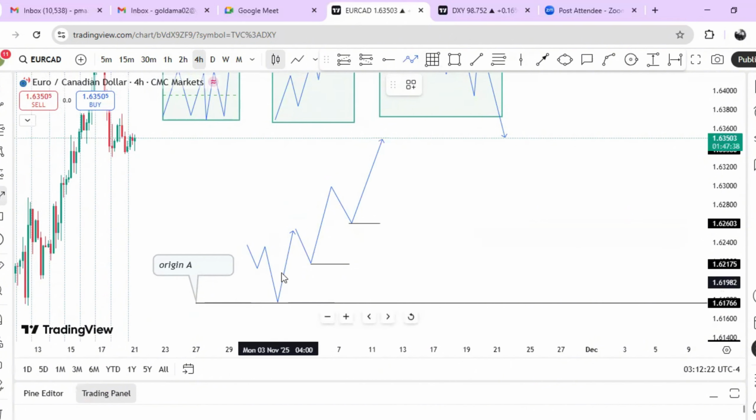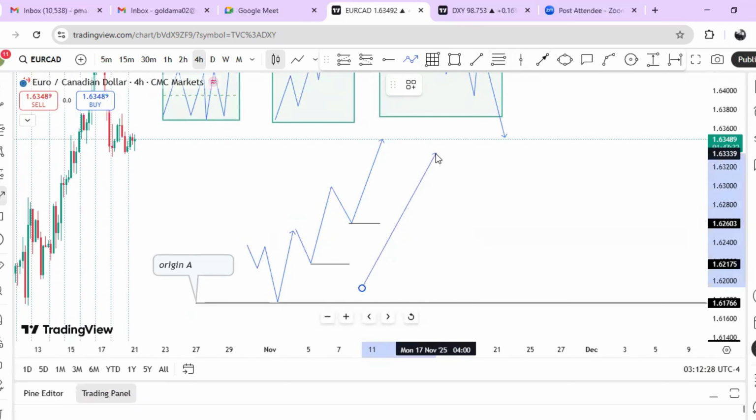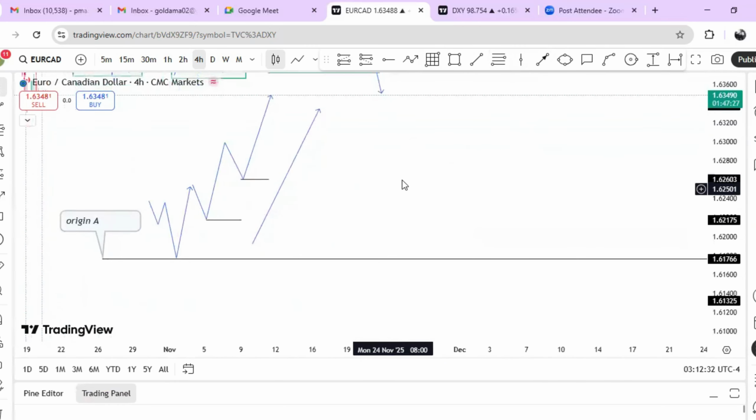Like this is the origin, impulsive push, correction, impulsive push, correction. So this is an example of a bullish market. In the next video, we'll talk about point of interest and how to engage it.